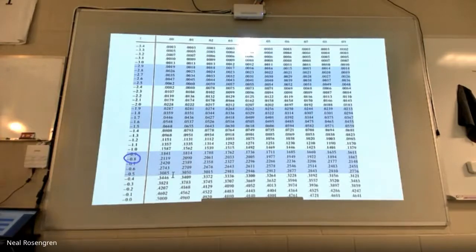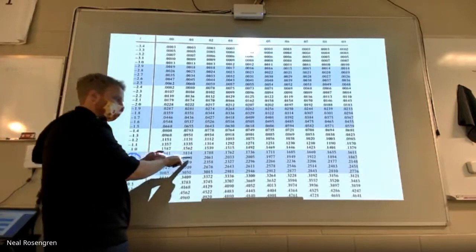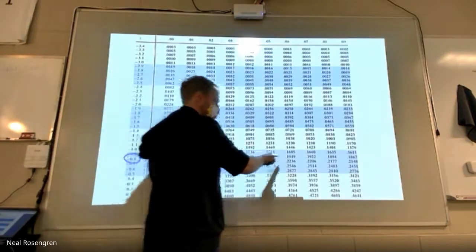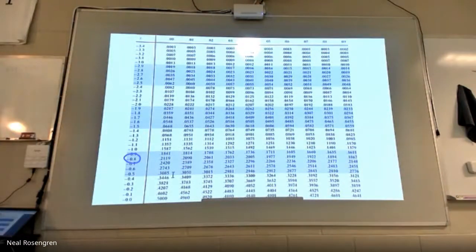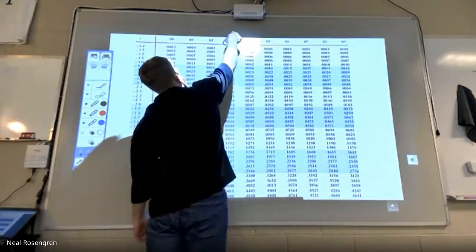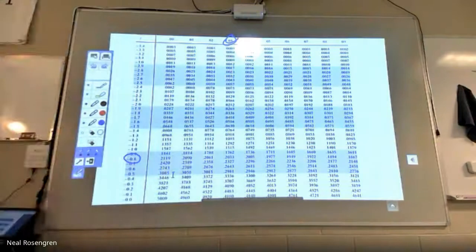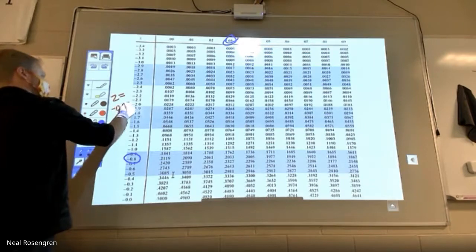So there's my negative 0.8. This whole row that starts with 0.2119, 0.2090, 0.2061, all the numbers in that row have a first decimal of negative 0.8. But I don't want just any negative 0.8. I want negative 0.83. That was the z-score for that last problem we just did.